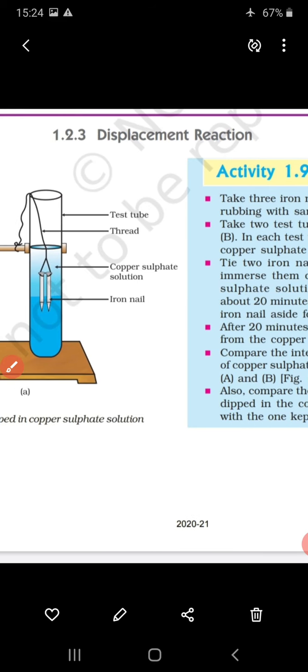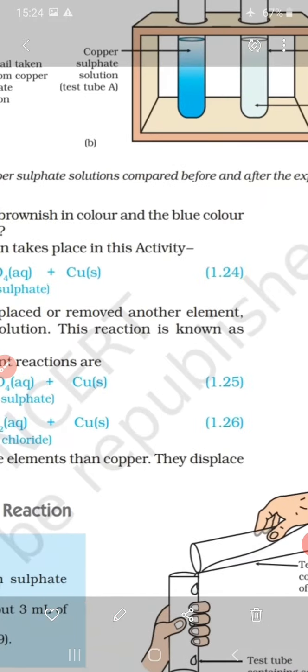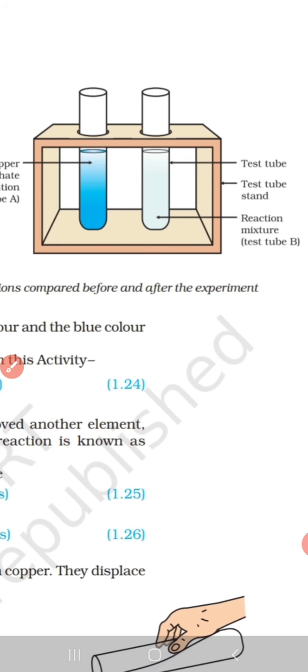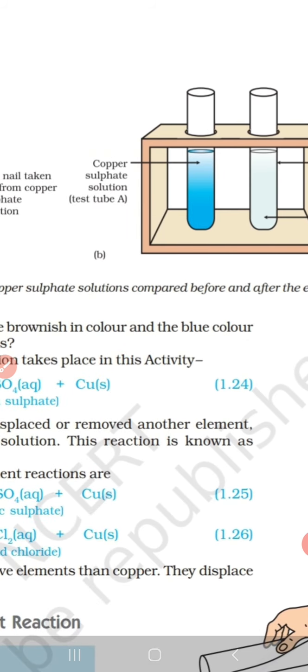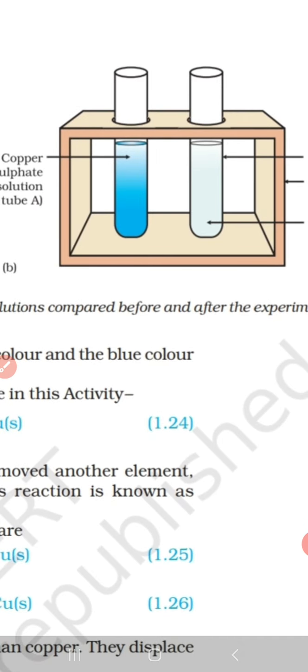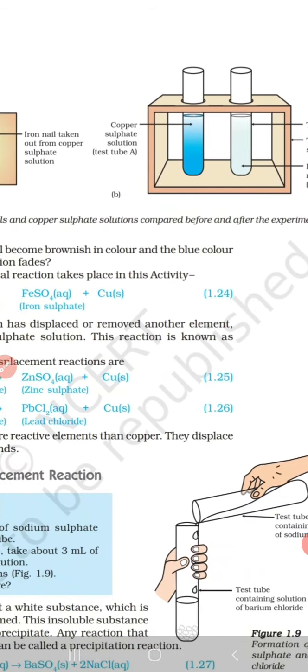Now, see this. This test tube, the color has changed. Why has the color of this test tube changed? Because iron has reacted with the copper sulfate which is present in that test tube.